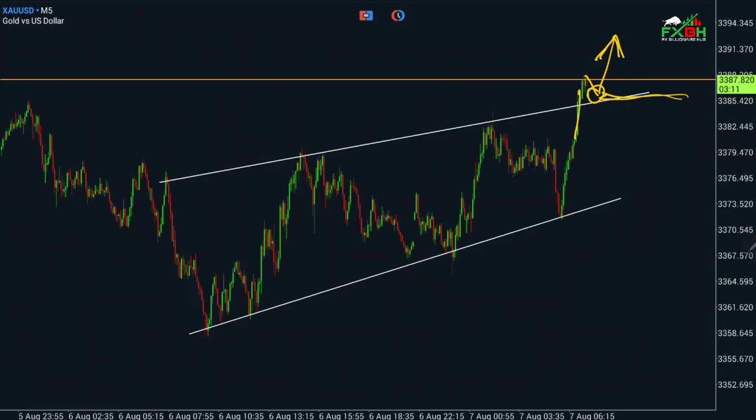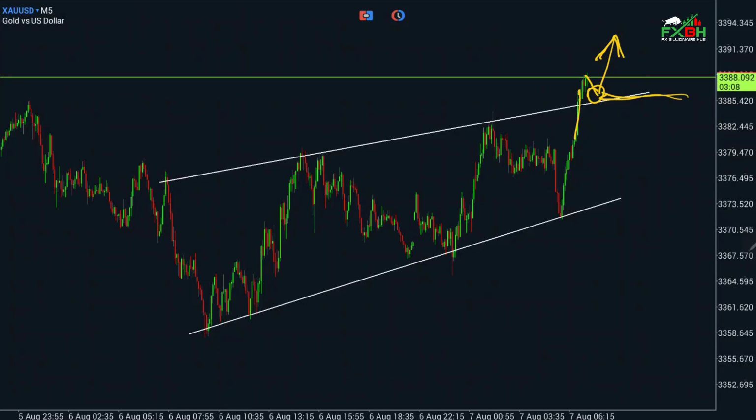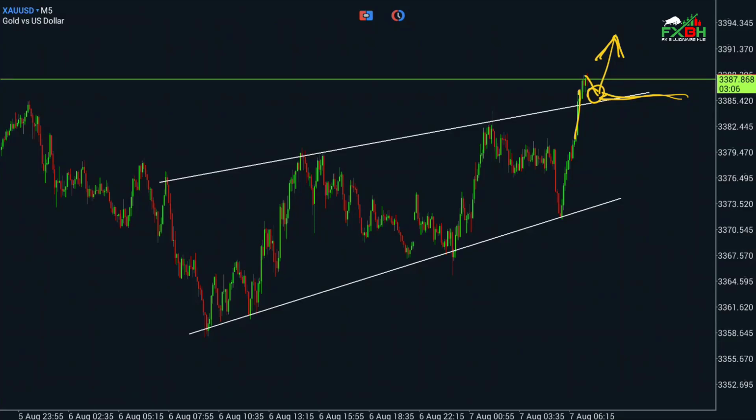This particular area. Okay, I hope you understand the thing. So let's wait till the pullback and we will take another entry.